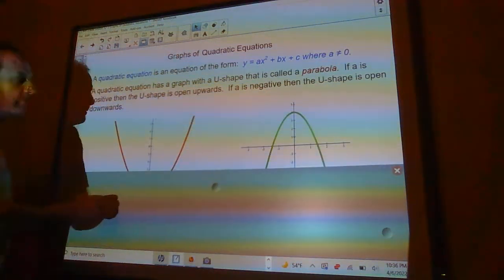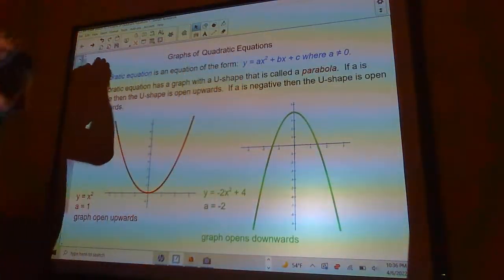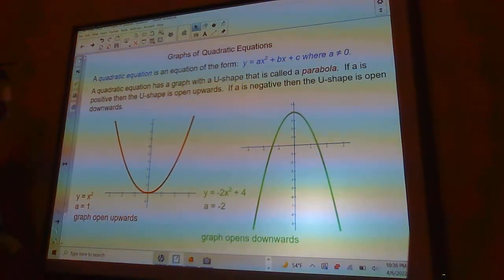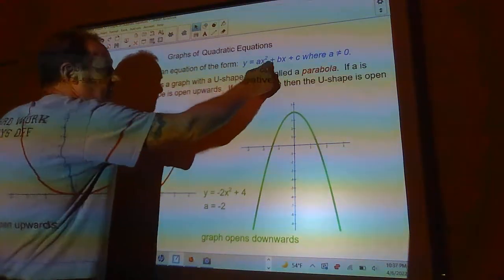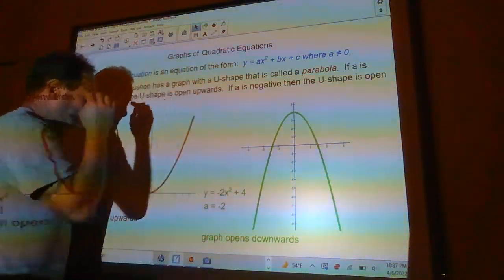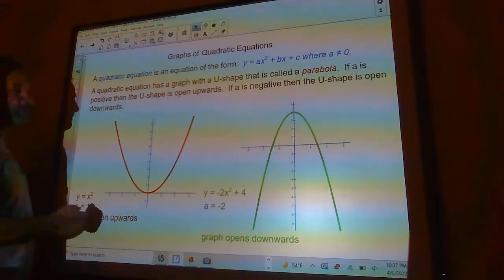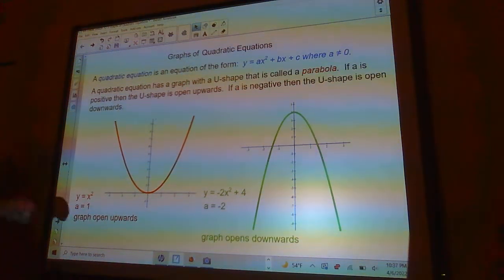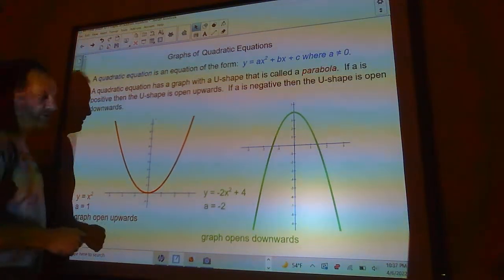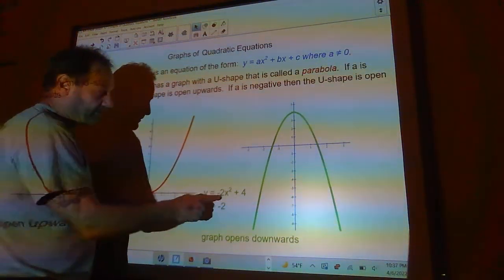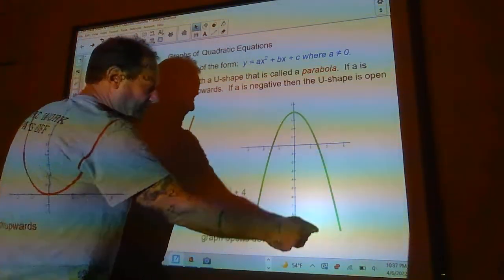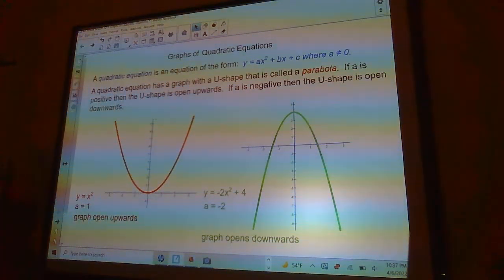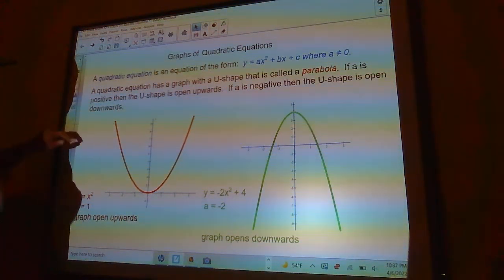Okay, so here we got a couple of examples. This equation, y equals x squared. Okay, a is 1, so the graph is open upwards. Now, it's okay for b and c to be 0, just not a. So in this case, y equals x squared, a would be 1, b would be 0, and c would be 0. So this is open upwards because a is positive. Now over here, y equals negative 2x squared plus 4. A is negative 2, so it's open downwards. So right away you can look at the equation and tell whether it's open up or open down.